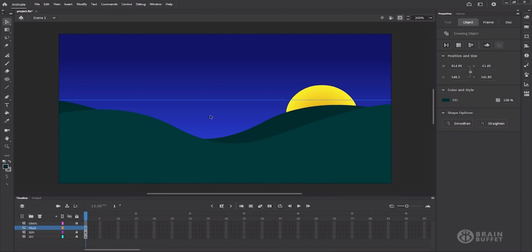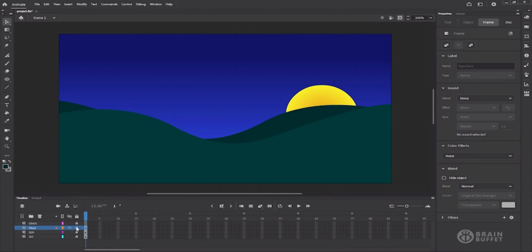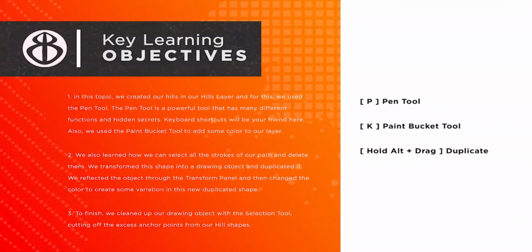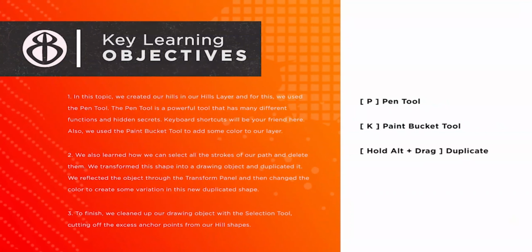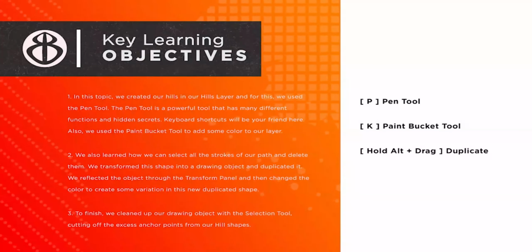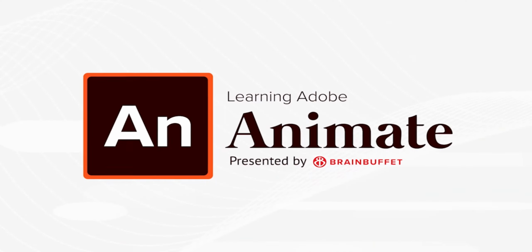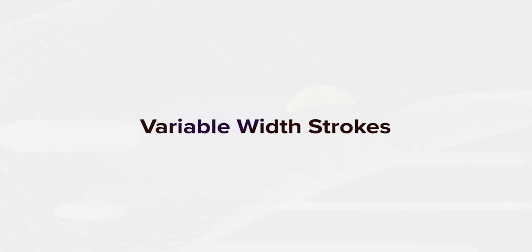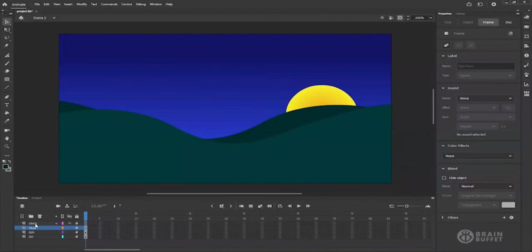Nice. Let's go ahead and lock down our hills. And we're ready to move on. Okay, now that we have our hills in position, we need to switch over to the grass layer because we're going to unlock that and draw in some nice tufts of grass that'll populate the foreground here.